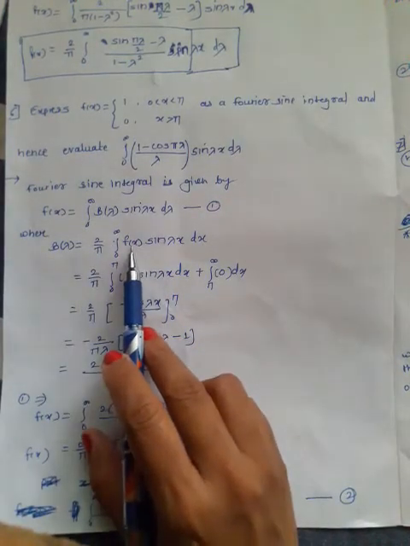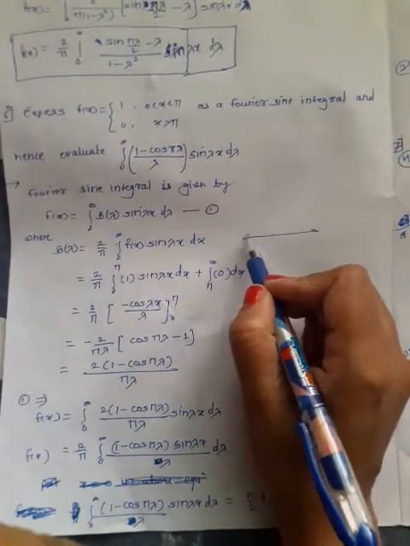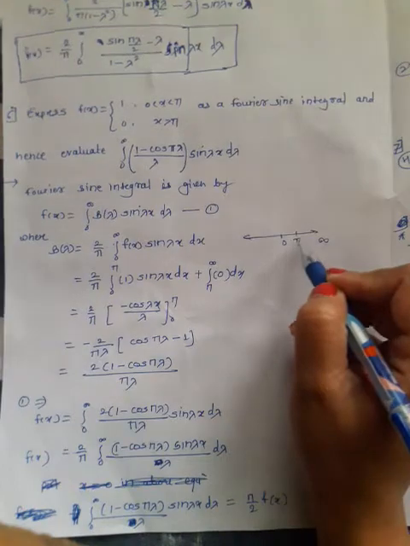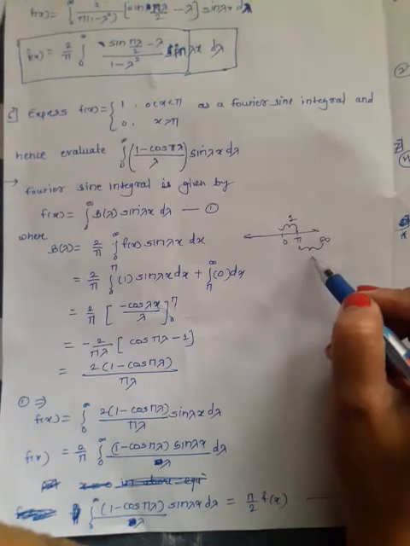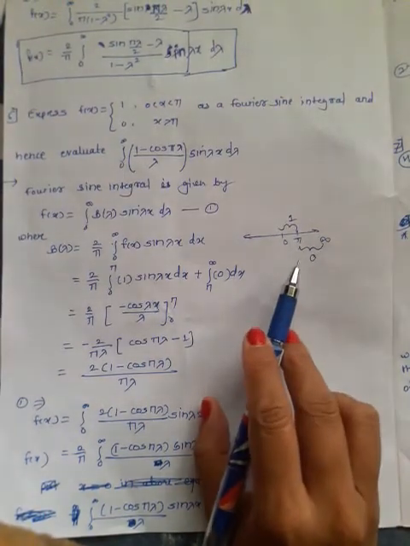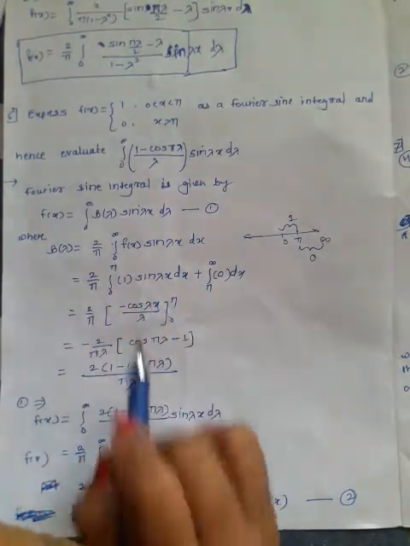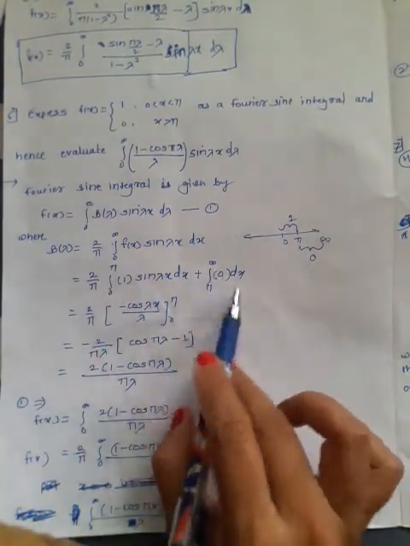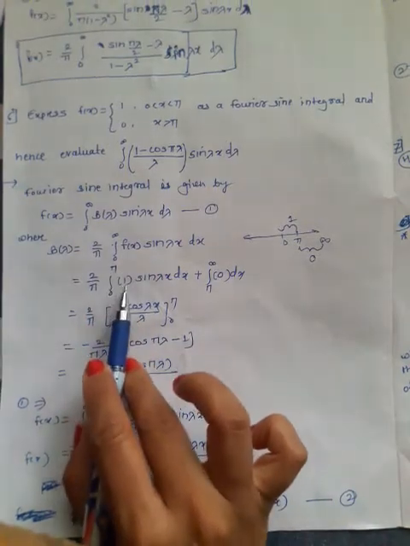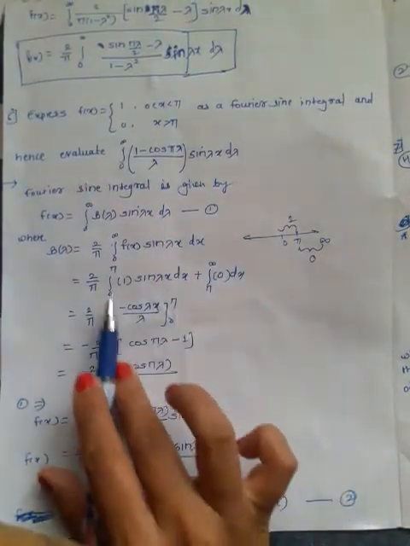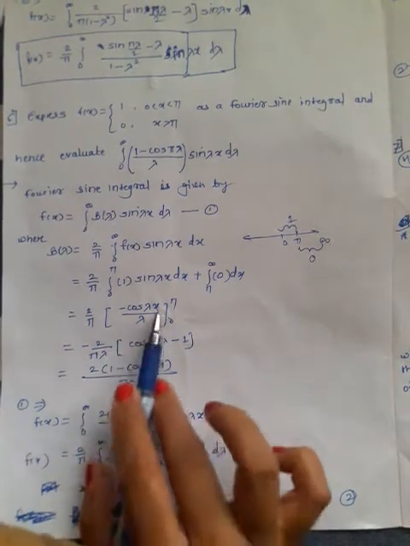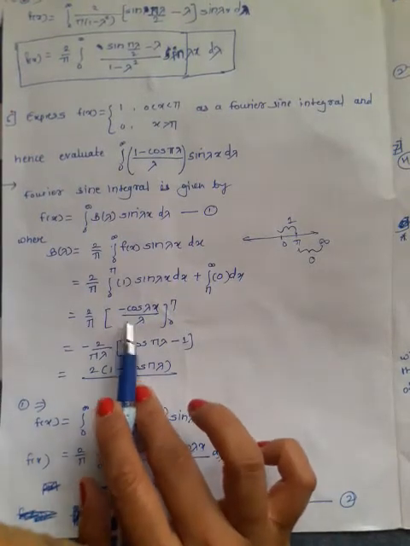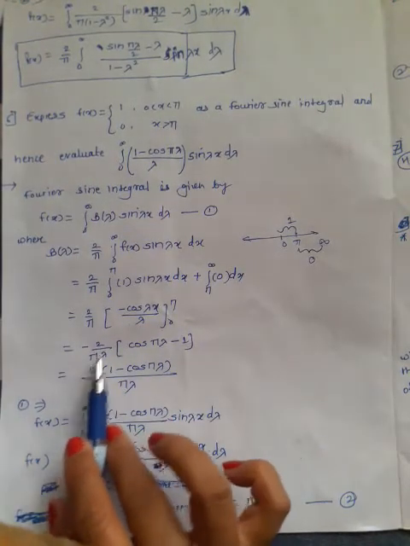Now put the value of the function. Our integration is from 0 to infinity, but the function is given in the form of 0 to pi, where the function is 1, and from pi to infinity the function value is 0. No need to write the 0 integration. The integration splits into two, 0 to pi and pi to infinity. The second integration becomes 0, and in the first the function value is 1. The integration of sine is minus cos lambda x upon lambda, since the derivative of lambda x is lambda, with limits 0 to pi. Therefore take minus 1 upon lambda outside, and we get minus 2 upon pi lambda.